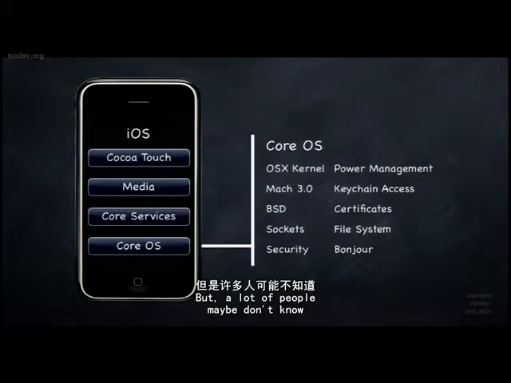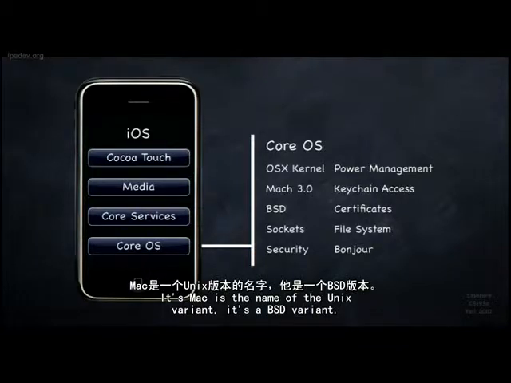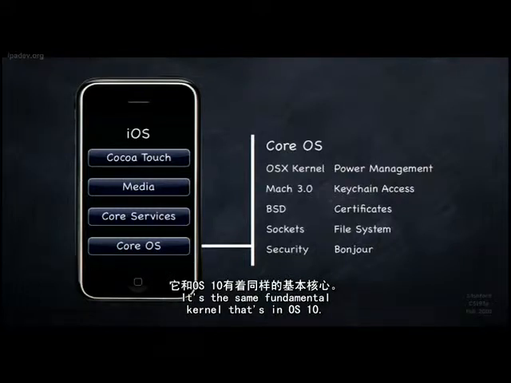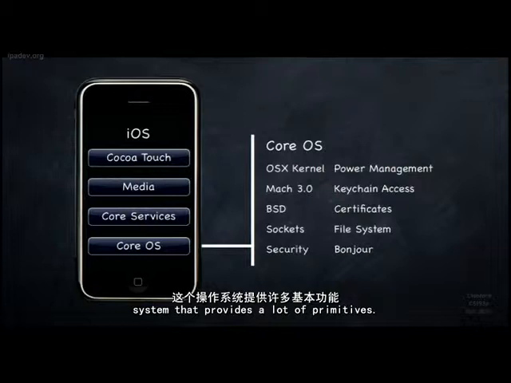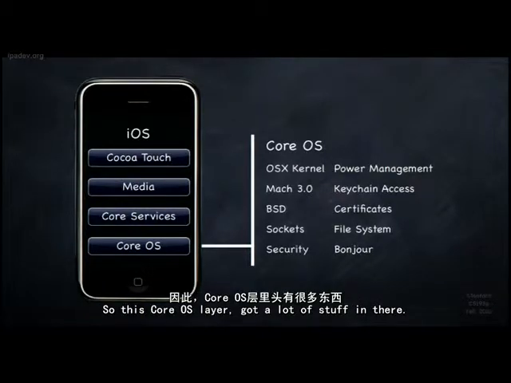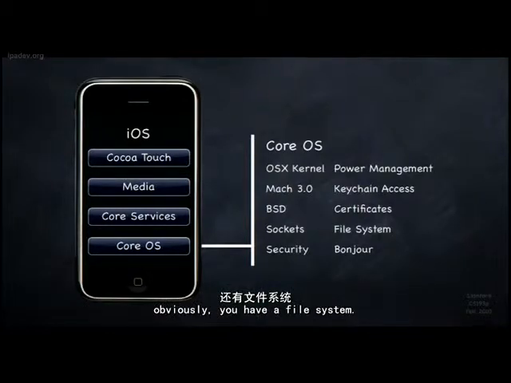But a lot of people maybe don't know that the iPhone OS is basically Unix. Okay, it's Mach. It's the name of the Unix variant. It's a BSD variant. It's the same fundamental kernel that's in OS X. And so you've got a really powerful underlying operating system that provides a lot of primitives. So this core OS layer has a lot of stuff in there. You see some of the stuff I have in there like sockets, and obviously you have a file system.